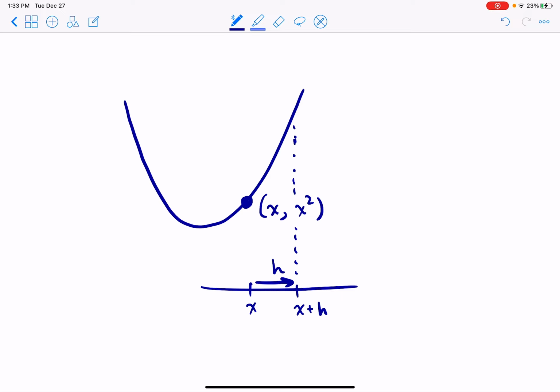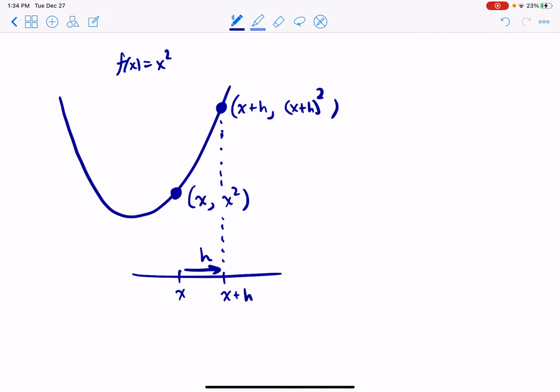That will give us some new point on the curve whose x-coordinate is x plus h and whose y-coordinate is f of x plus h. Or in this case, because f of x is x squared, for our example, this is (x plus h) squared. Now what we do is we just do the exact same thing we did before. We form the Newton quotient. So this is a name. When things come up a lot, it's helpful to give them a name. So this is called the Newton quotient.